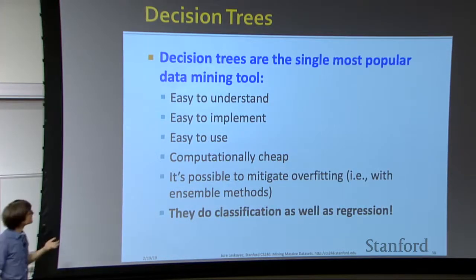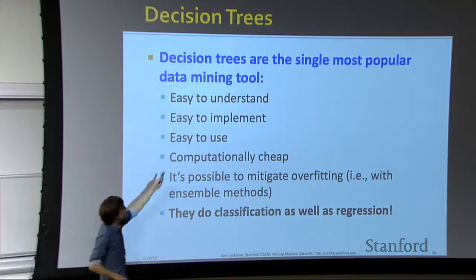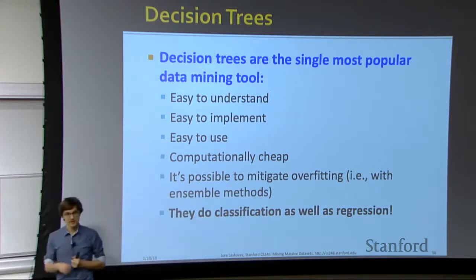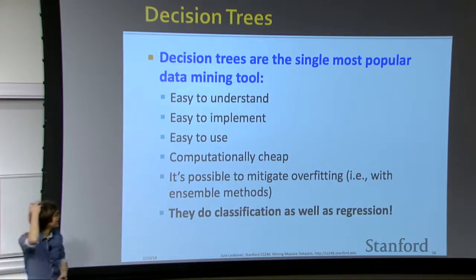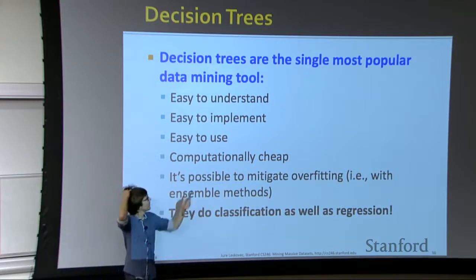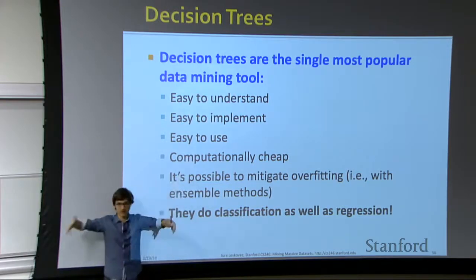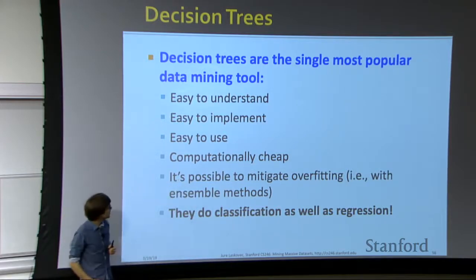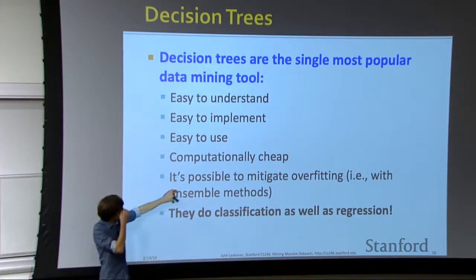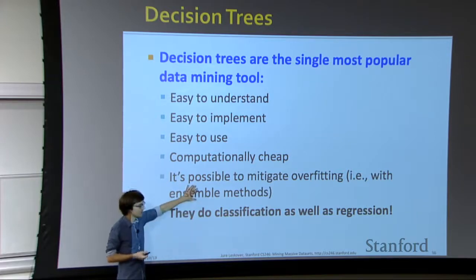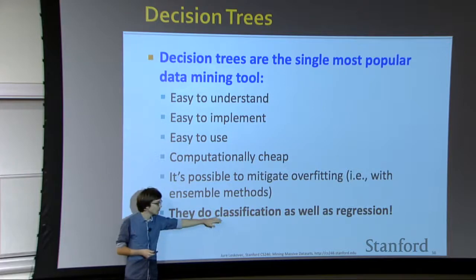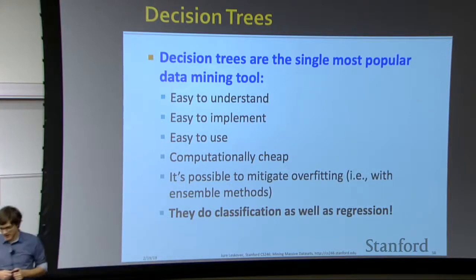And this is one of the single most popular data mining tools because it's easy to understand. You can always look at the tree and say, does this make sense or not? You can debug it by hand. It's easy to implement. It's amazingly easy to use. When the tree is built, it's easy to deploy it. Computationally, it's amazingly cheap. And it's possible to mitigate overfitting either by early stopping or what I'll show you next. And they do classification as well as regression well.